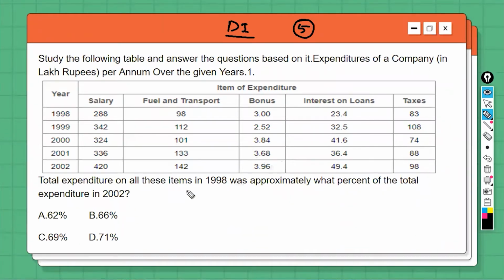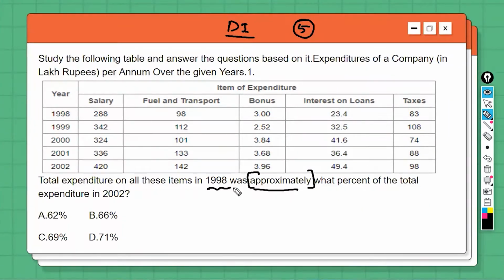So, total expenditure on all the items in 1998. Once again, "approximately" is a keyword, but the percentages are very near: 62, 66, 69, 71. 69 and 71 are close. The other answer options are at some distance, so not a problem at all. Even with 69 and 71, we can easily eliminate one option with a small technique. I'll tell you what the technique is later.